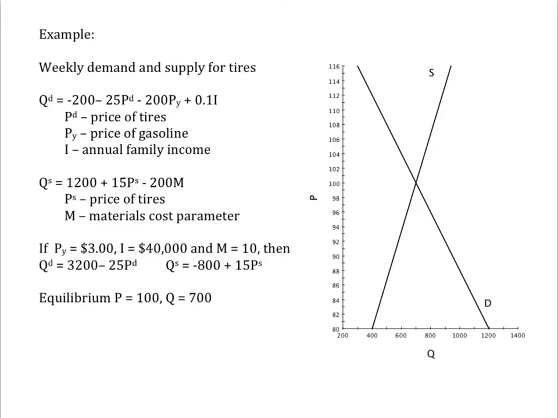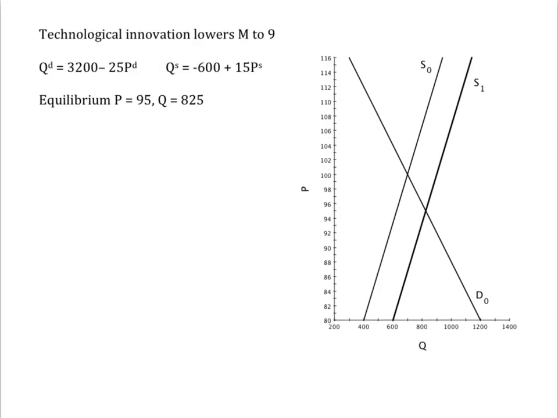Solving these equations simultaneously yields the market equilibrium, in which the price is equal to $100 per tire and the quantity sold and purchased is 700. But suppose some technological innovation lowers the material costs parameter to 9, so that quantity supplied shifts out by some 200 units at each price. The shift out in supply results in the price falling and quantity expanding as we shift down the demand curve. The price falls to 95 and the quantity demanded rises to 825.